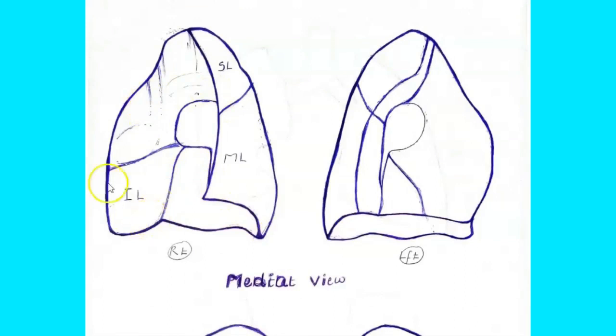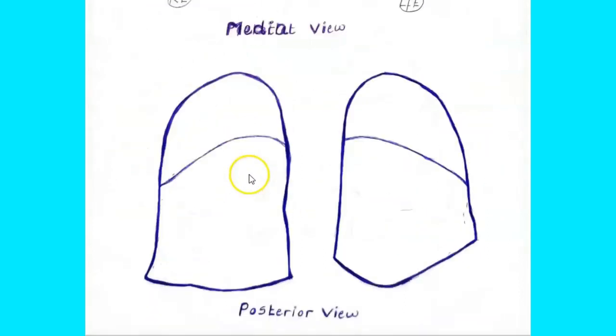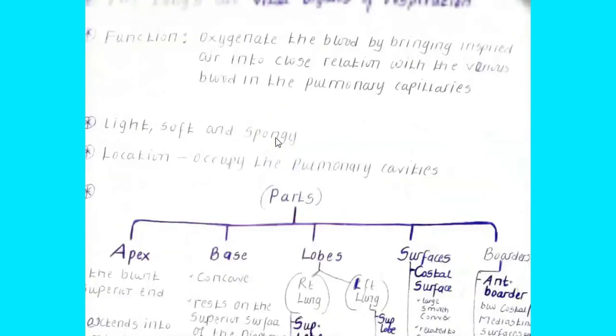And this is the medial view. This is the superior lobe. Then you have your middle lobe, and then you have your inferior lobe here. This is the horizontal fissure, and this is the oblique fissure. Then for this left side, it has the superior lobe and an inferior lobe. This is the oblique fissure, and this you find here is the hilum. And this is the posterior view. This is the superior lobe, inferior lobe for the right, and this is superior lobe, inferior lobe for the left.